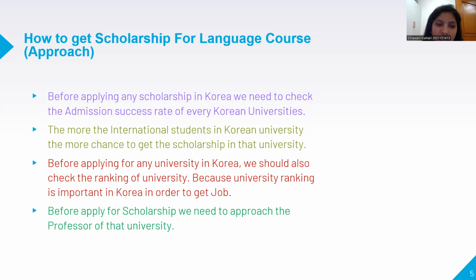The third point is, before applying to any university in Korea, we should also check the ranking of universities, because the university rank is important in Korea in order to get a job. Yes, this is also right, because in Korea there is a mindset that if you study at an A type university, then you are a good student, and in the future you also get a good job. This is a mindset of the people.